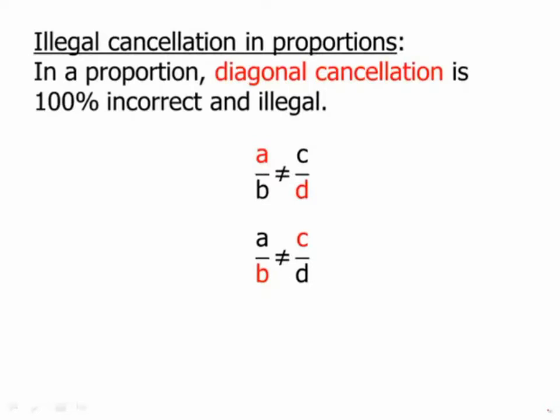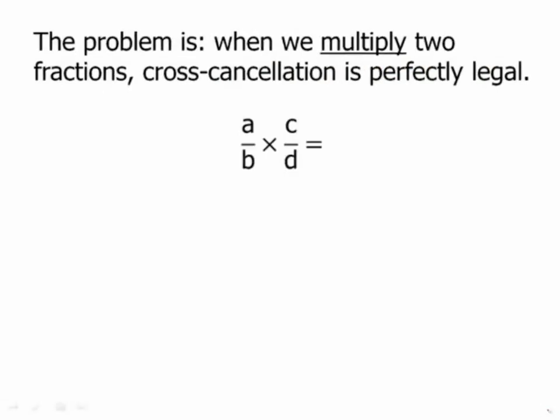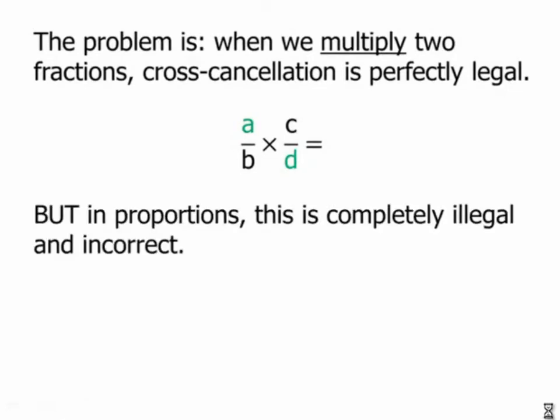Here's where I think the confusion arises. When we multiply two fractions, cross-cancellation is perfectly legal. So for example, here I have a over b times c over d. This is not a proportion. This is a product of two fractions. And in this, of course, we can cancel a common factor in a and d. Cross-cancellation is perfectly fine. But in a proportion, this is completely illegal and incorrect.